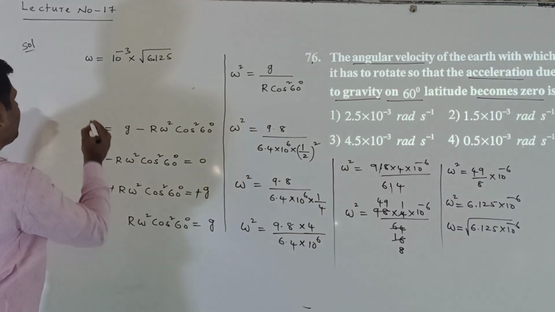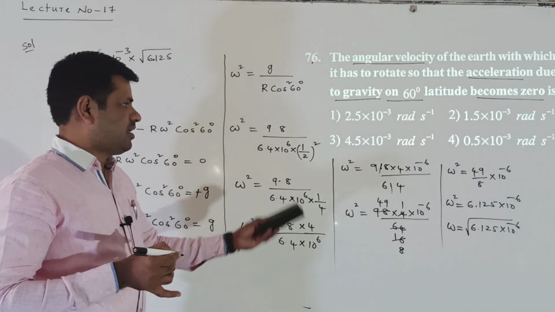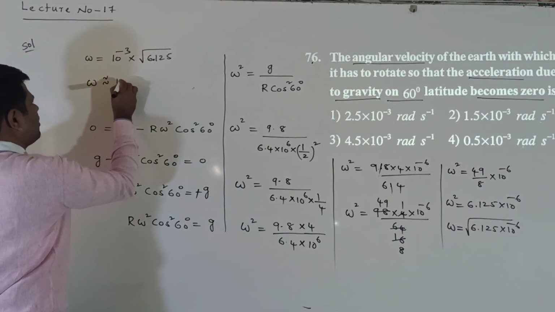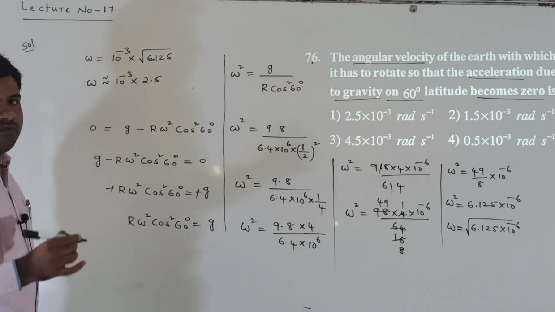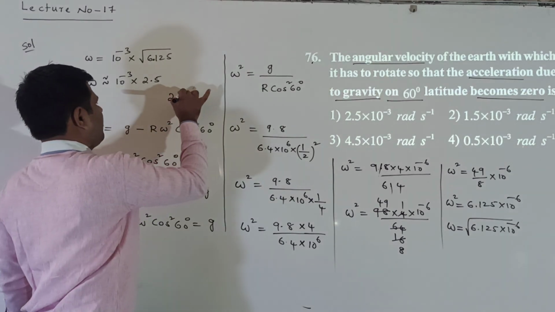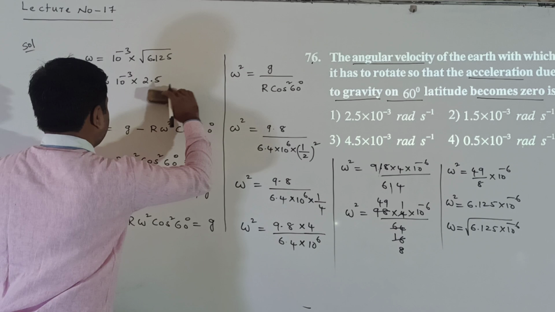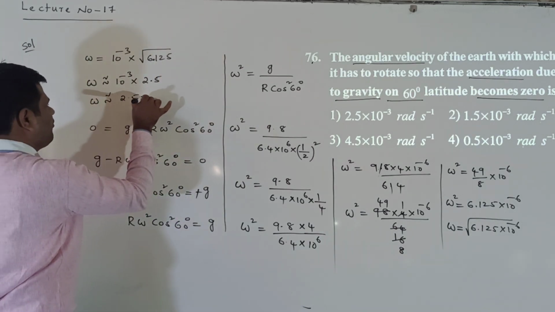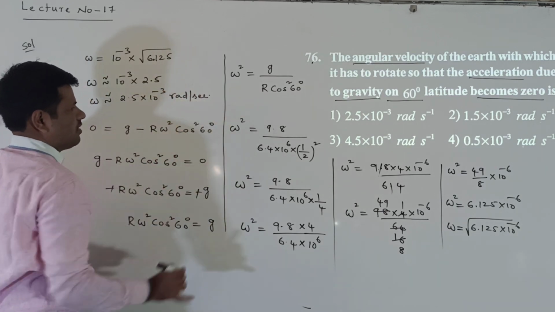6.125, that value is nearly equal to... Here the exact value is not this. It is coming 2.15 something, but nearly equal to, I am considering it as 2.5. Here this value is nearly equal to 10 power of minus 3 into 2.5. Exact value is 2.15 something coming here, but nearly equal to, I am considering it as 2.5. So what are we getting here? Omega is nearly equal to 2.5 into 10 power of minus 3 radian per second.